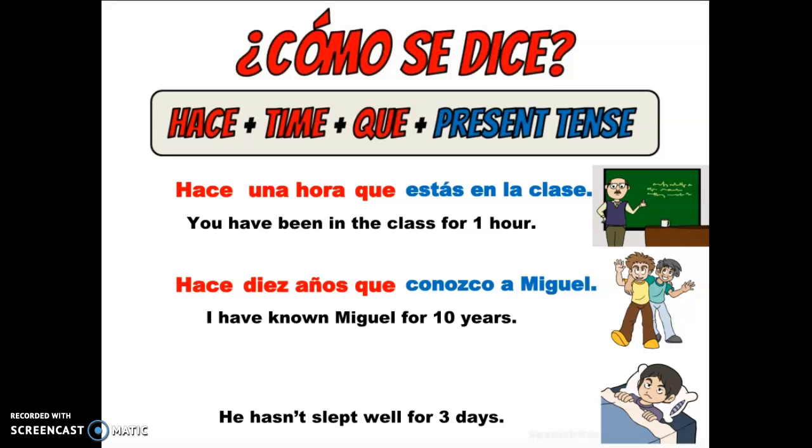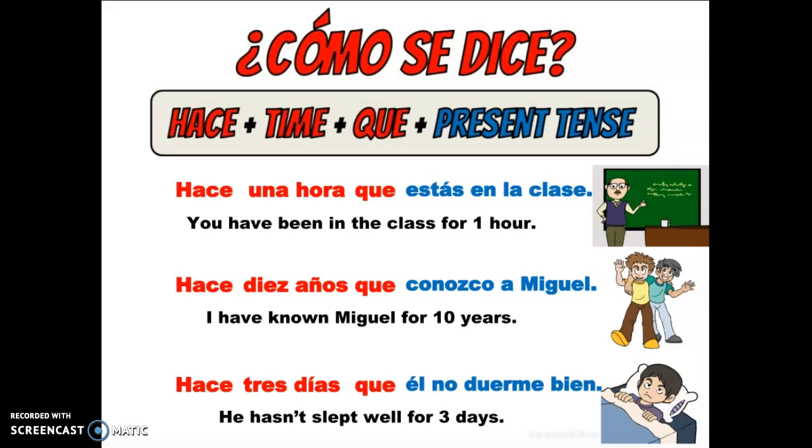And one last example. He hasn't slept well in 3 days. Okay, again, the tú form of the verb hacer is hace. The time is 3 days, 3 días. Then the word que. The verb here that we're looking for is slept, which should be duerme. And we complete the sentence with que él no duerme bien, doesn't sleep well.